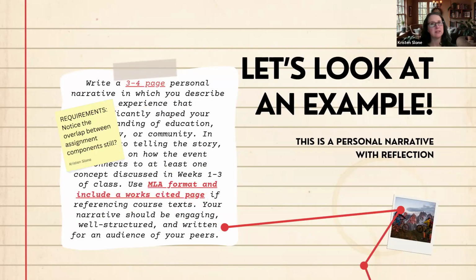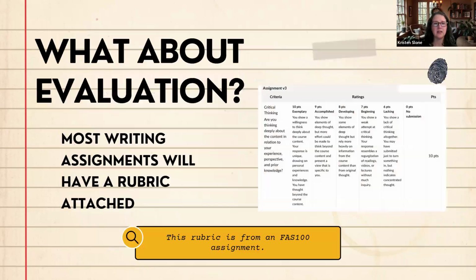The next is requirements. This is the next component, right, of all those prompts. So requirement, again, there's still some overlap. 3 to 4 pages, MLA format, and include a works cited page. So those are requirements you're being asked to make sure you include. And then evaluation, right? So again, most writing assignments are going to have a rubric attached. This is a snippet because it was longer than I had space to screenshot.